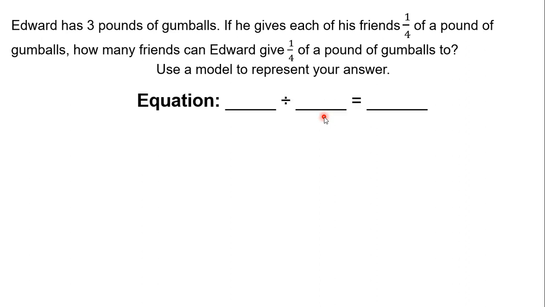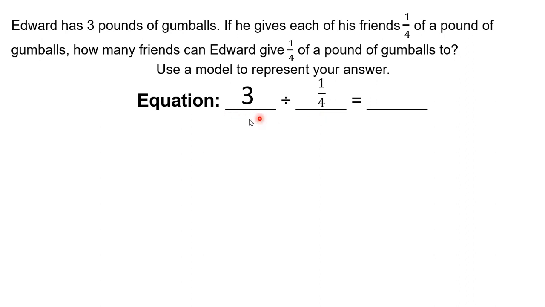So we're going to start with an equation. We need to first ask ourselves what is being shared. Well, 3 pounds of gumballs is being shared, so our dividend is going to be 3. He is going to give each of his friends one fourth of a pound of gumballs, so our divisor is one fourth. Now let's use a model to represent our answer.